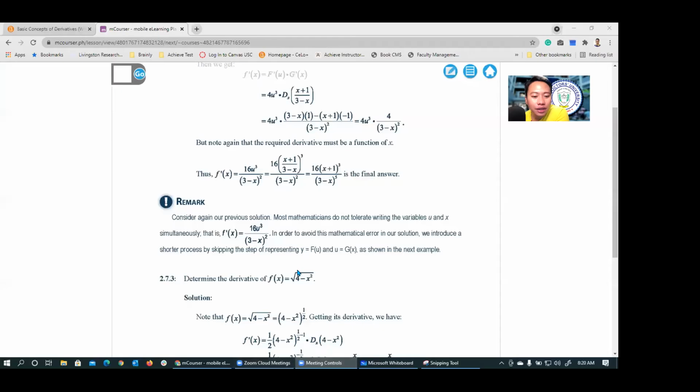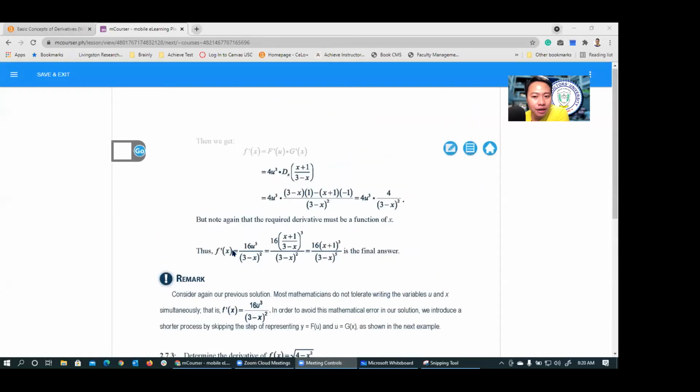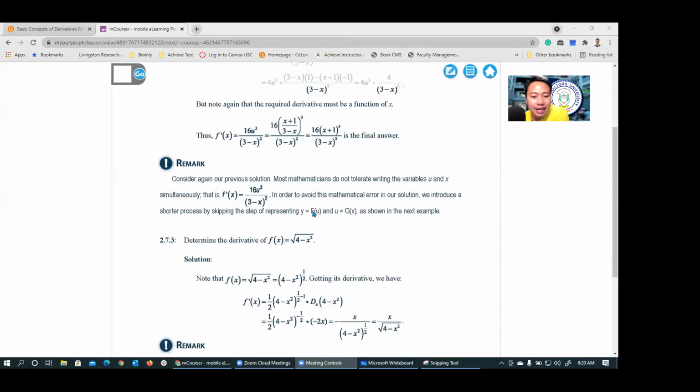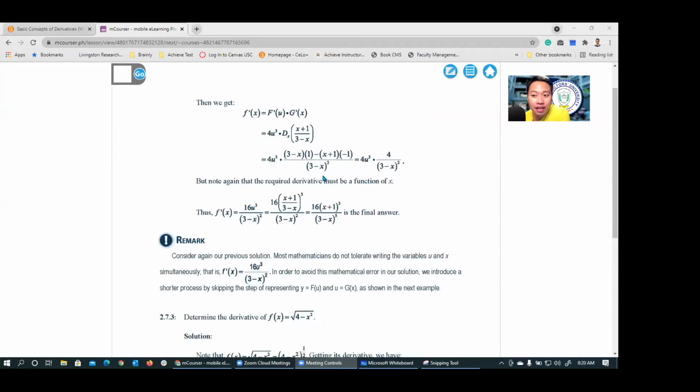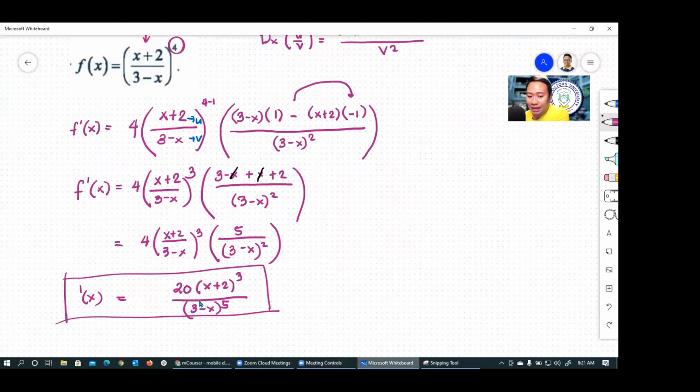So let me share my entire screen. So here, the answer coming from the book, guys, is this one. 16. Do you see the cursor that is moving? Let me check our chat box. Okay, so if you notice this answer, guys, we have 16 times the quantity x plus 1 to the power of 3 over 3 minus x raised to the power of 5, right? Now, our answer earlier is 20 times x plus 2 raised to the power of 3 over 3 minus x raised to the power of 5.